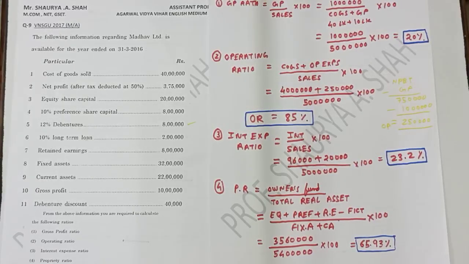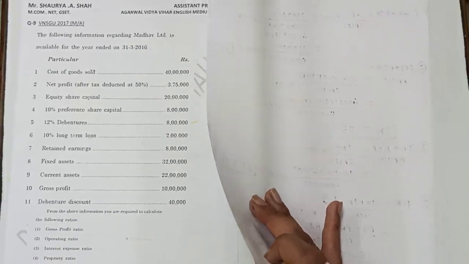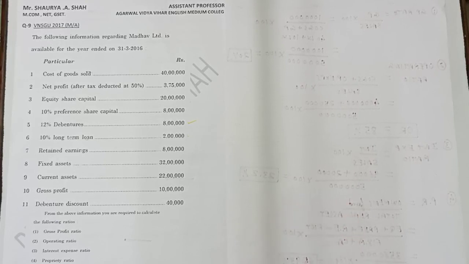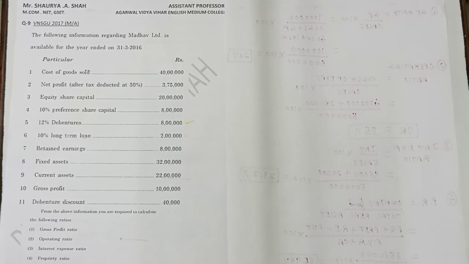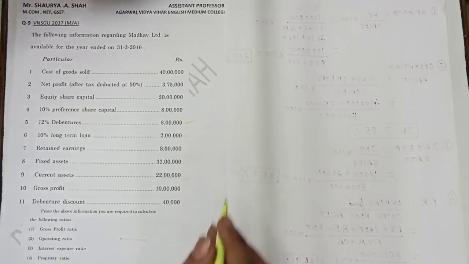So what we have done, students, is we have calculated GP ratio, we have calculated your operating ratio, we have also calculated your interest expense ratio, and we have calculated the proprietary ratio, right? So half of your sum is completed. The next part will be starting. What is asked next? Next is your net profit ratio, students, right? Net profit ratio, as you must be knowing the formula, is your net profit after tax upon sales into 100.